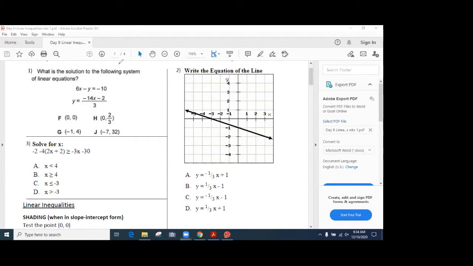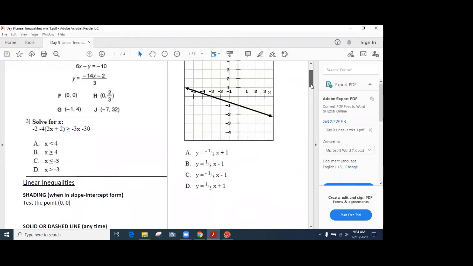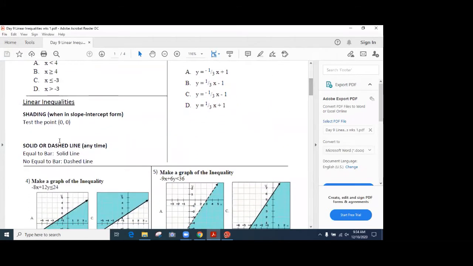All right. So we hadn't done one of those in a while, so it's good for us to go back and do that. This is just reminding us that for linear inequalities, we're looking to tell if it's solid or dashed. Remember, if it has an equal to bar, it's solid. No equal to bar is dashed. Now, for the shading, we're going to test the point 0, 0.